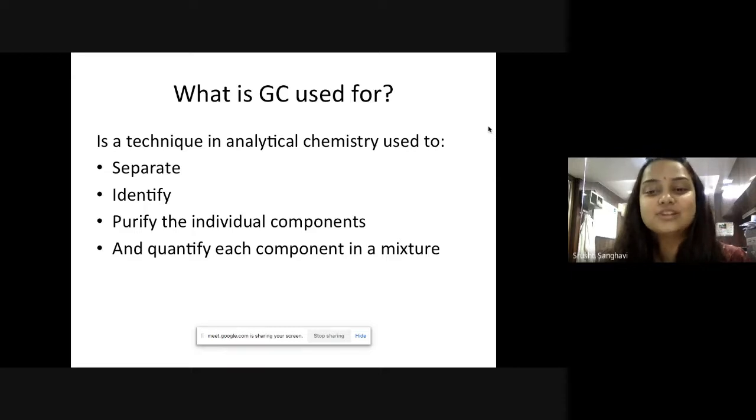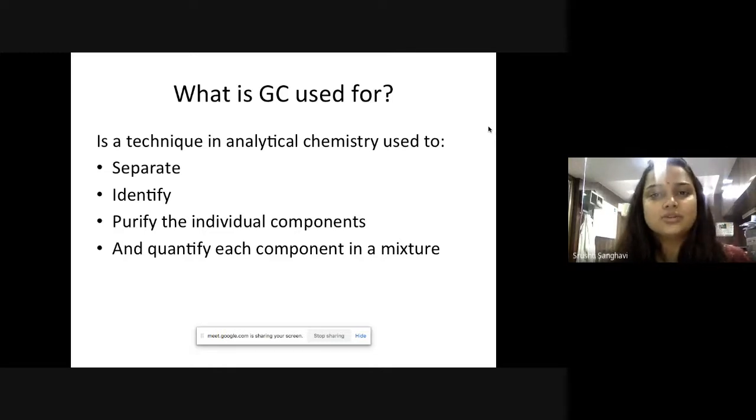Let's take a little more recent example. During this COVID period, we've all extensively been using these sanitizers. So in the sanitizers, you can identify whether the sanitizer is ethanol based or isopropyl alcohol based with the help of GC. Okay. After you identify, you can purify the individual components. And you can also quantify each individual component. Again, a more recent example of the hand sanitizers.